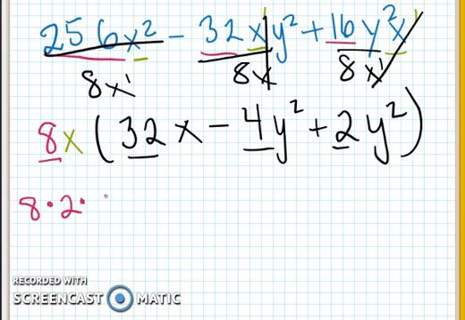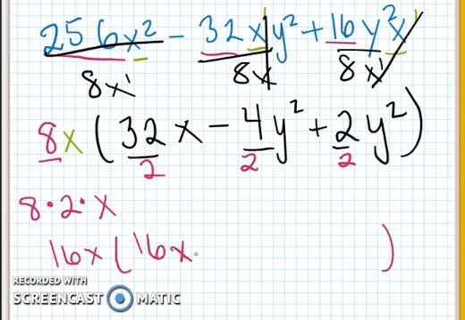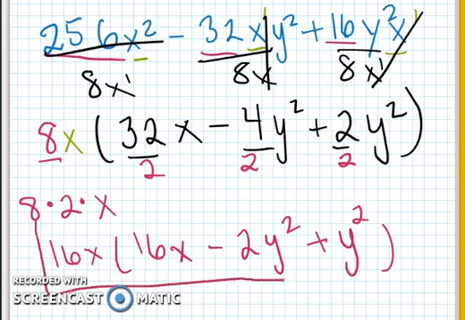Notice whatever we take out multiplies. So I really should have taken out a 16x. So I've got to divide each of these by 2 still, because I should have done that in the first place. I just made a mistake. So this is going to become 16x times the quantity 16x minus 2y squared plus y squared. Alright, and there we go. That's our answer there.